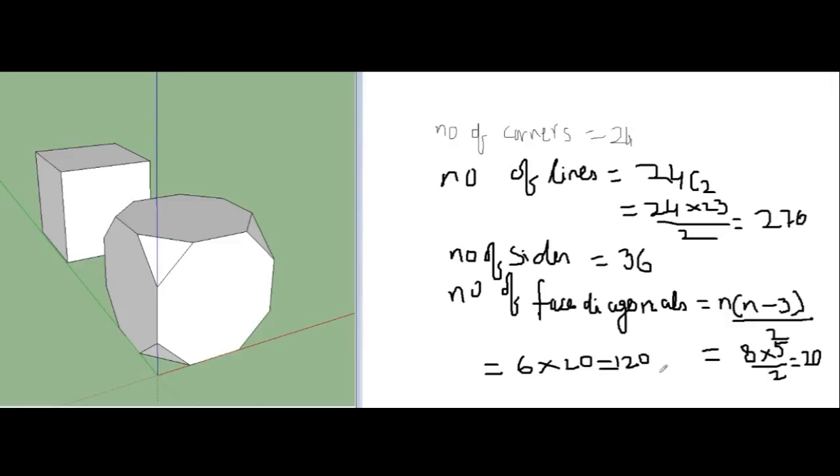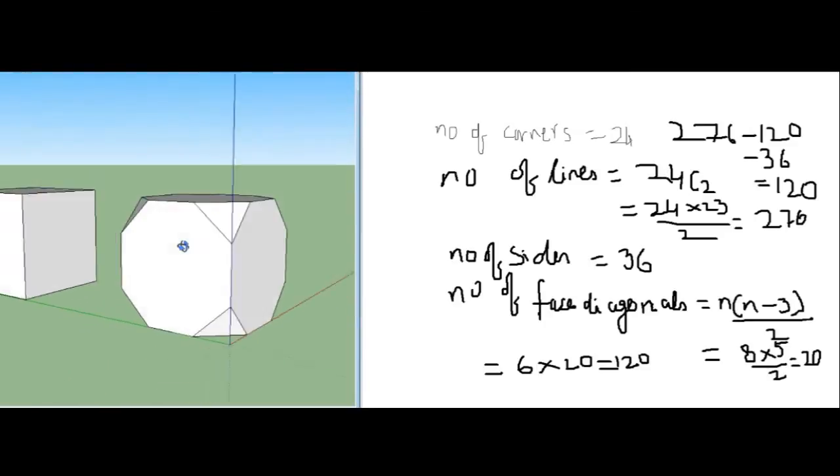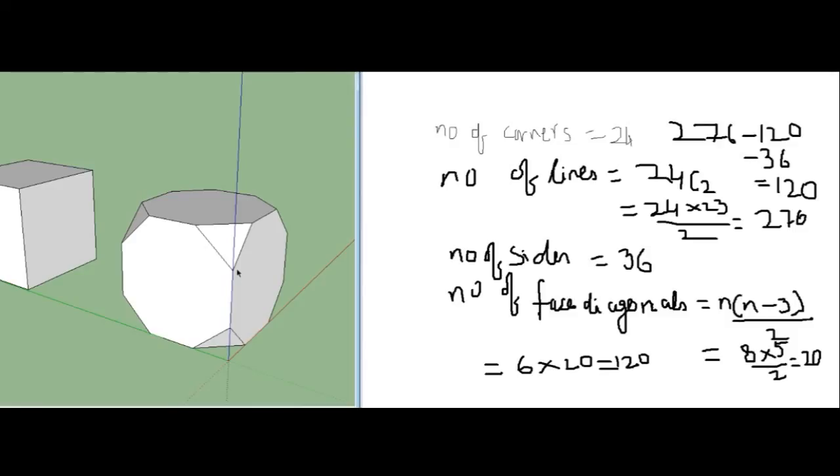Apart from these 36 and 120, all the remaining lines will be the diagonals of this figure. So what is the number of diagonals which lie inside the cube? 276 minus 120 minus 36. 276 minus 36 is 240, and 240 minus 120 is 120. So there are a total of 120 diagonals which lie completely inside this cube. Thank you.